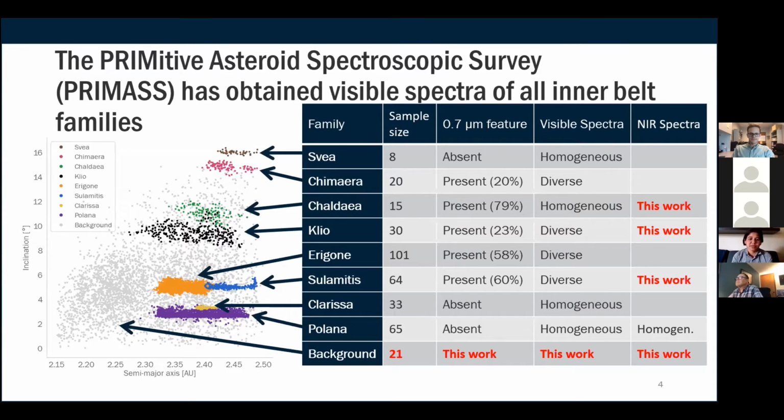And the other part of my work was to start to extend this survey into the near-infrared wavelengths to see if there's any way to distinguish between these populations based on their near-infrared spectra. So in total, all of my work is near-infrared spectroscopy of 3 different families and the background, along with visible spectroscopy of the background.